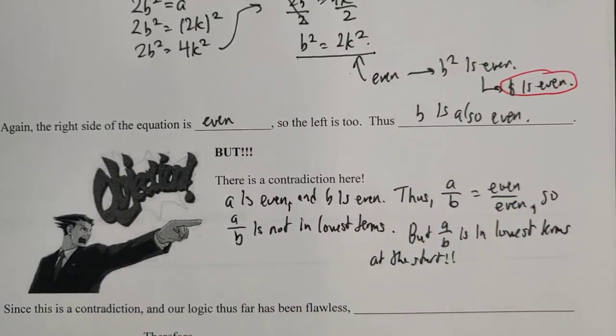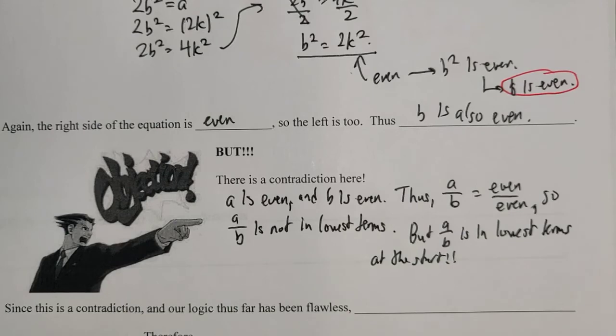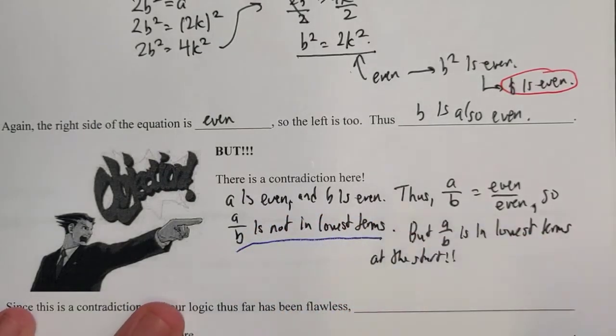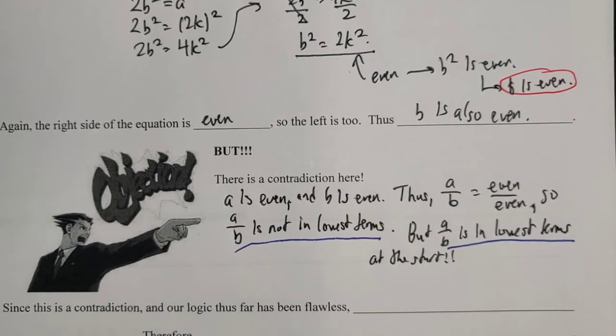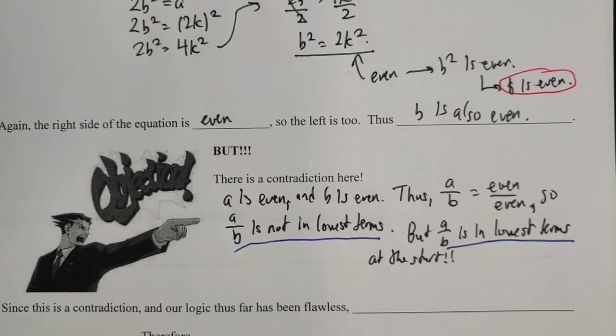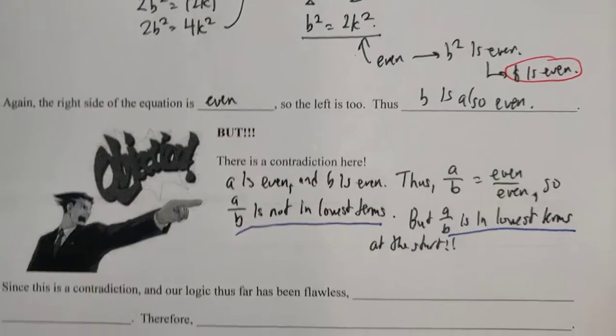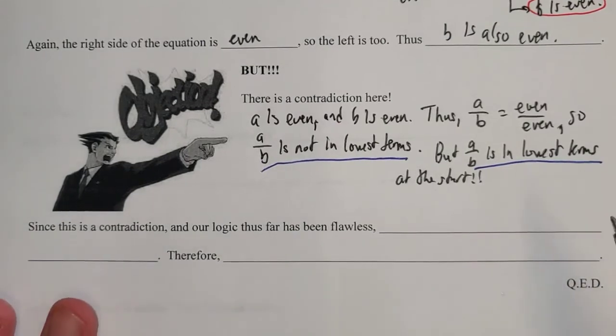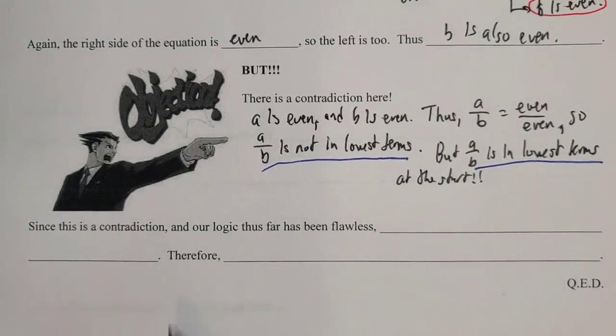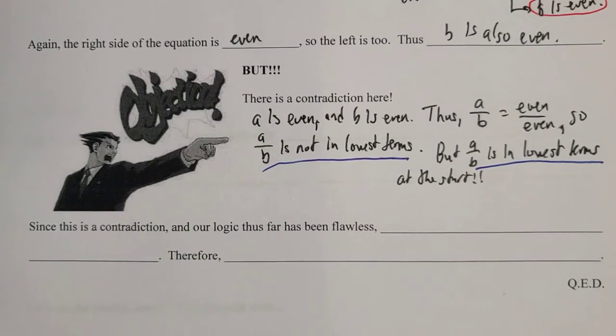So this is really, really important here. What we have just shown is that we have this fraction a over b that has the property that it is in lowest terms and it's not in lowest terms simultaneously. This is horrible. You can't have that happen. That makes no sense, right? How is this possible? Notice, and this is the key about the proof by contradiction, this is a contradiction. You can't have something be not in lowest terms and be in lowest terms at the same time.